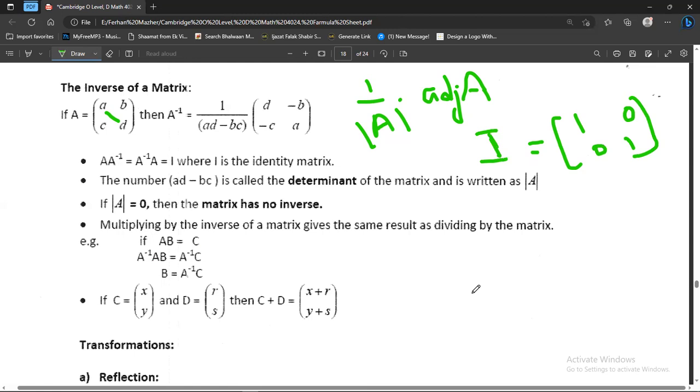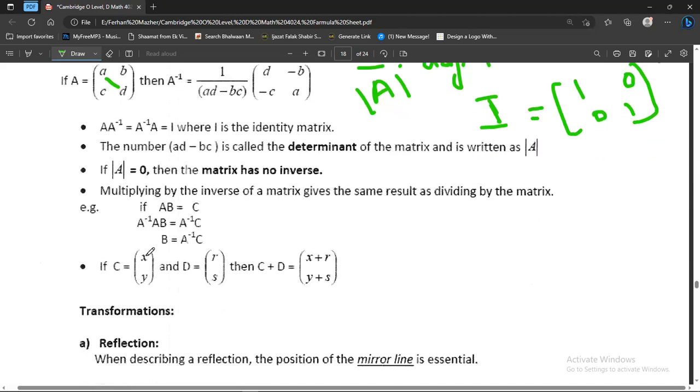The number AD minus BC is called the determinant of the matrix and is written as |A|. We write it like this. This is the determinant. And if the determinant is 0, then the matrix has no inverse. Multiplying by the inverse of a matrix gives the same result as dividing by the matrix. For example, AB is equal to C. Then A inverse multiplied by AB will be equal to A inverse multiplied by C. So B is equal to A inverse C.